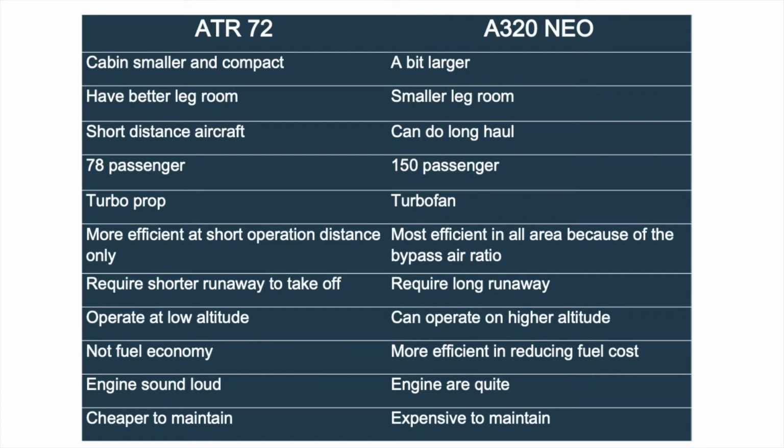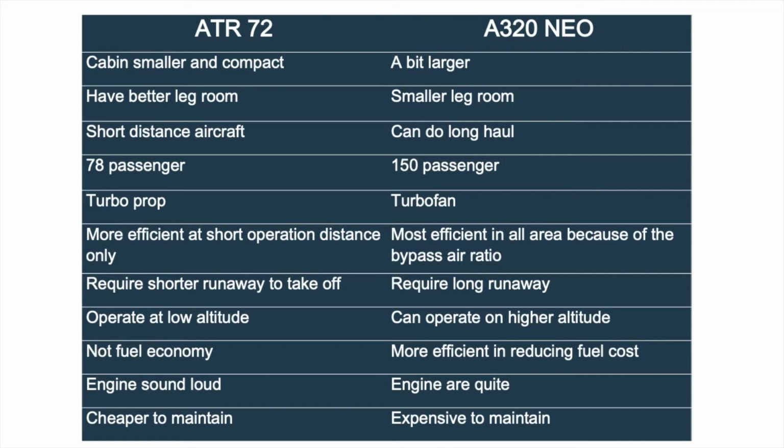All right. So we have done the technical presentation. So I'm going to conclude why we choose the A320neo over the ATR 72. As we can see in the technical sheet, the cabin of ATR 72 is smaller and compact, and A320neo is a bit larger, so it can accommodate more passengers at one time. And then we can use the A320 to do the long haul, and we cannot do it with the ATR 72.